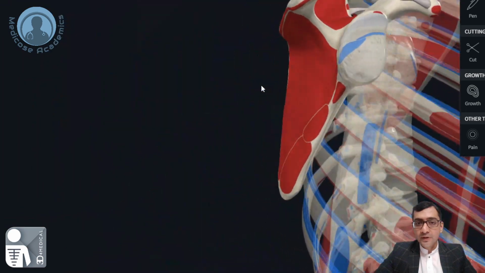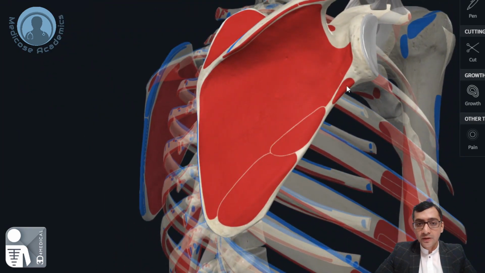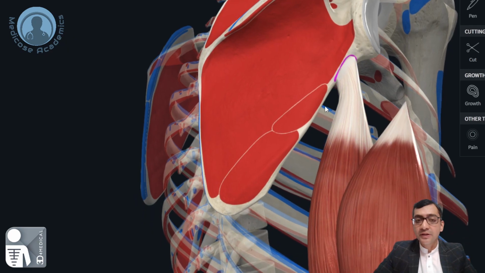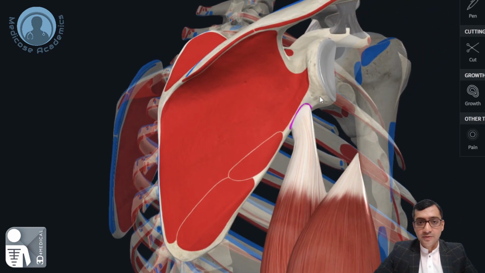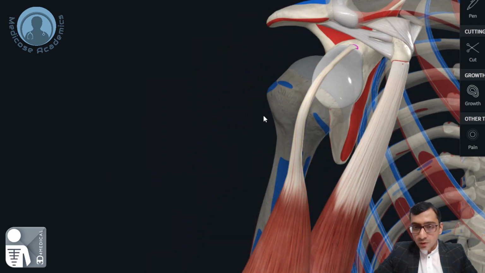Going to the glenoid tubercles, there was the one that was below, the infraglenoid tubercle. It gives attachment to one of the three heads of triceps, the long head of triceps. The supraglenoid tubercle gives attachment to the long head of biceps.